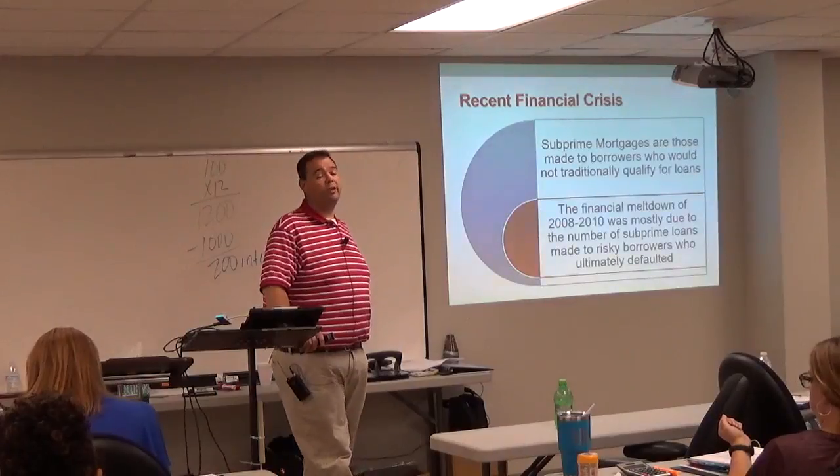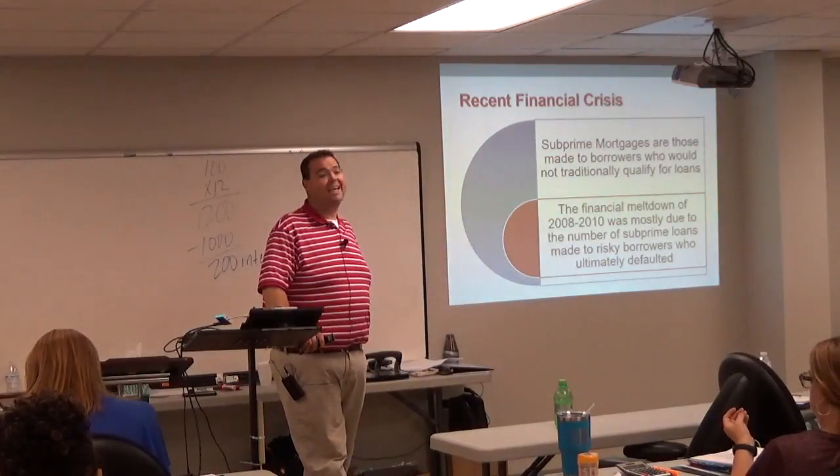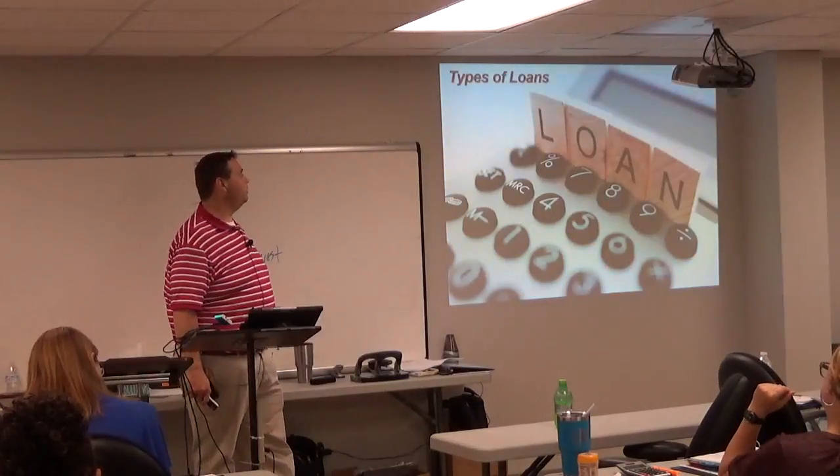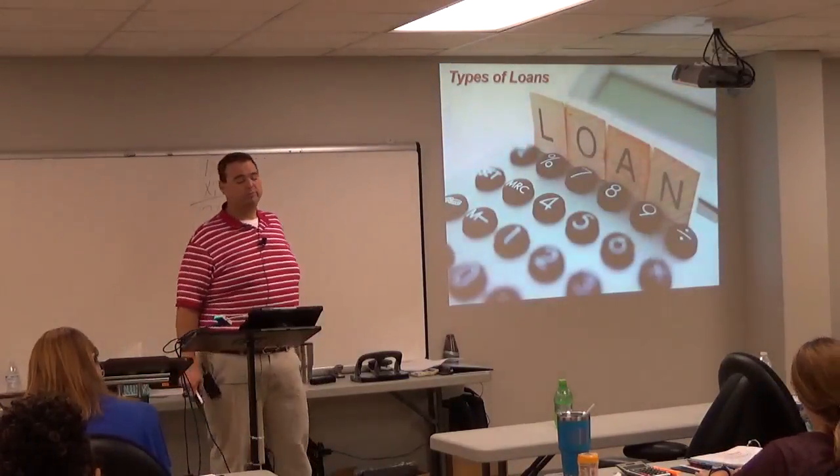Well, and they probably aren't going to leave it to their children in that case because there's going to be so much debt against it that it's going to have to be sold. They're going to eat up all the money. Okay? Different types of loans.